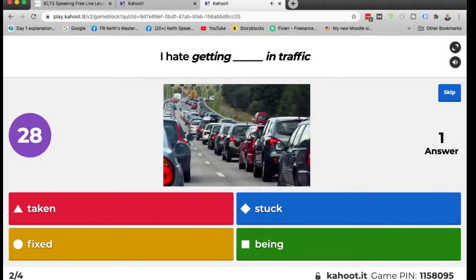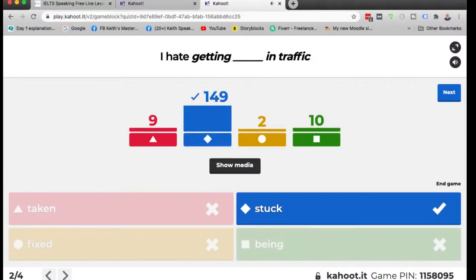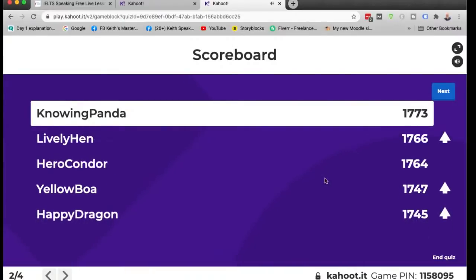I hate getting blank in traffic. And the picture should help you. You can see the cars bumper to bumper. There's a traffic jam. What do you think the answer is? Dorsa, well done again. Vishal, nice, well done. Rebecca, good answer. Ted Mon, well done. Look at that. Very good. Much, much better. Yes, 149 got stuck, to get stuck in traffic. I hate getting stuck in traffic. Well done. Brilliant. So knowing panda is still up there, but be careful. There's a lively hen just below you.